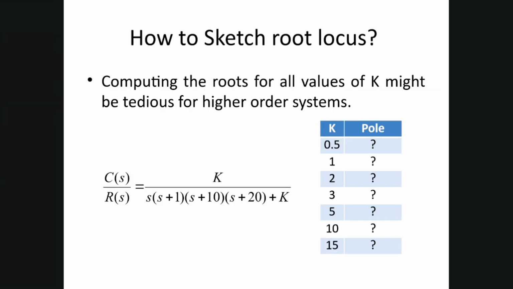Like here, let's assume that this is your closed loop transfer function, any closed loop transfer function, just for an example, this one. And what is the order of the system?